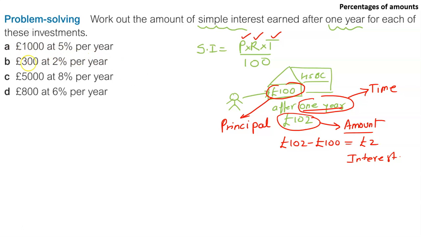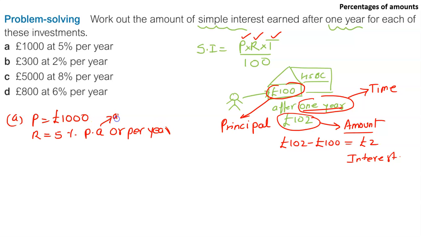So like in this question, A part, work out the amount of the simple interest earned after 1 year. So time is 1 year for each of these investment. So amount deposited, that is 1000. Rate is 5% per annum. So per annum, either you write down or per year. Both are same. A stands for annum, ANNUM. Annum. So either you write per annum or per year. Both are same. And time is 1 year. Where time is given? Time is given here.